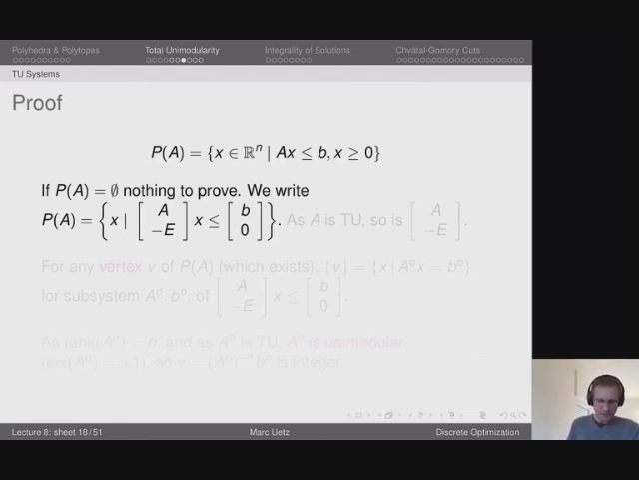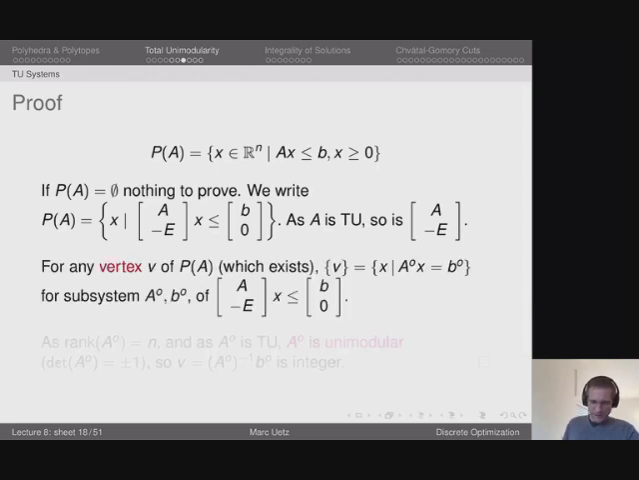If the corresponding polyhedron is empty, there is nothing to prove. So let's assume it's non-empty. And we write this polyhedron P of A in the following way. So that is our inequality system, Ax less or equal than b. And here on the bottom, we have the non-negativity constraints. So this is just a unit matrix. Since this matrix is totally unimodular, also this matrix is totally unimodular, because we can just add unit vectors to it and it stays totally unimodular. So this constraint matrix, including the non-negativity constraints, is still totally unimodular.